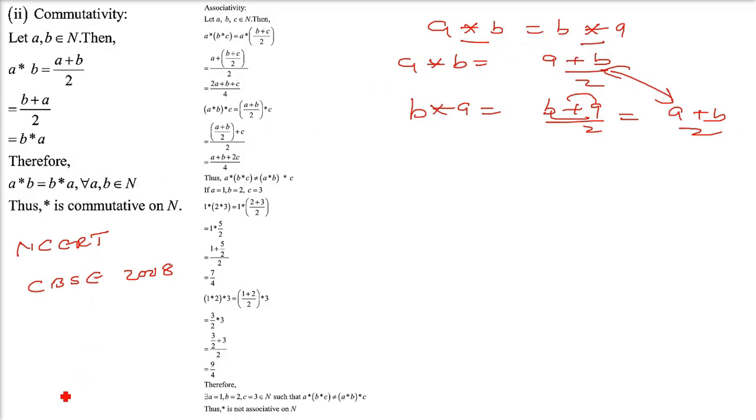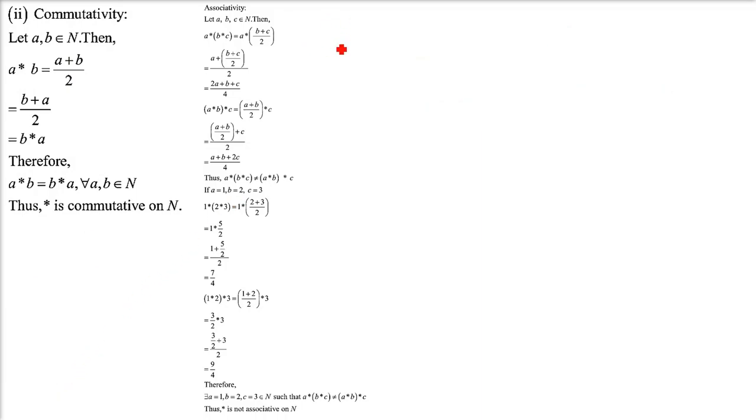Coming to the second part, which is the associative part. In the associative part, (a star b) star c is equal to a star (b star c).